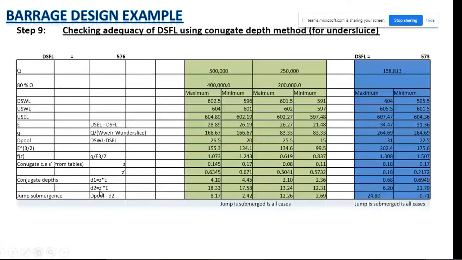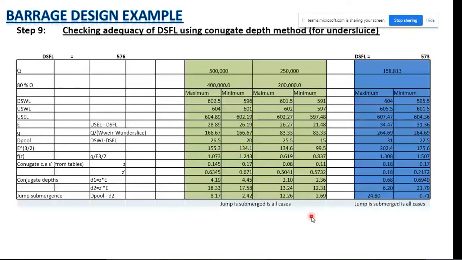So jump submergence is depth of pool minus D2 calculated here. If it's a positive value, that means the depth provided on the downstream side is greater than D2, or greater than the sequent depth. A hydraulic jump can form on either upstream side of the toe of the glacis. This is done for the maximum and minimum values of design discharge, for 50% of design discharge maximum and minimum values, and then for the undersluice portion. For the solved example in the book, the jump becomes submerged for all cases.